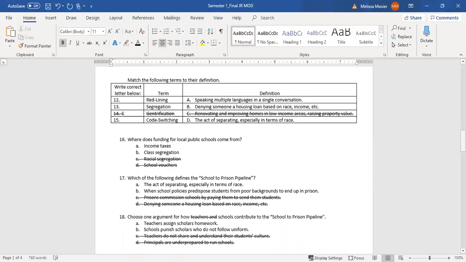The answer choices for all of those are A, speaking multiple languages in a single conversation. Is that redlining, segregation, or code switching? B, denying someone a housing loan based on race and income. Is that redlining, segregation, or code switching? And D is the act of separating, especially in terms of race. Is that redlining, segregation, or code switching?